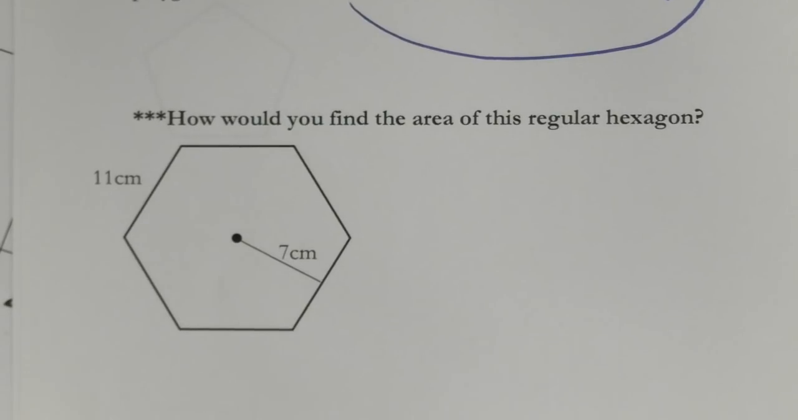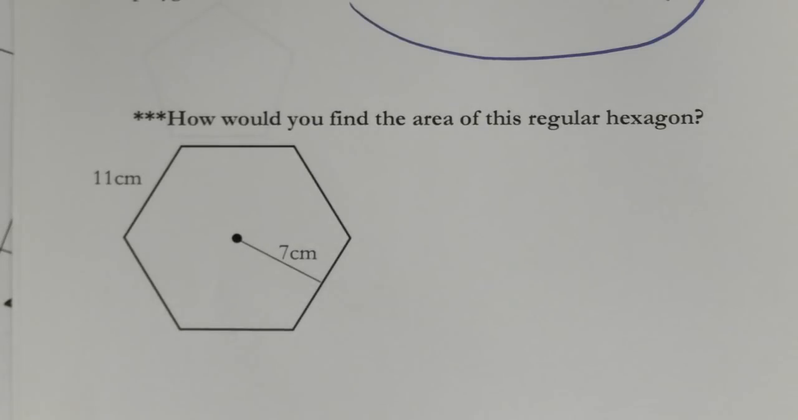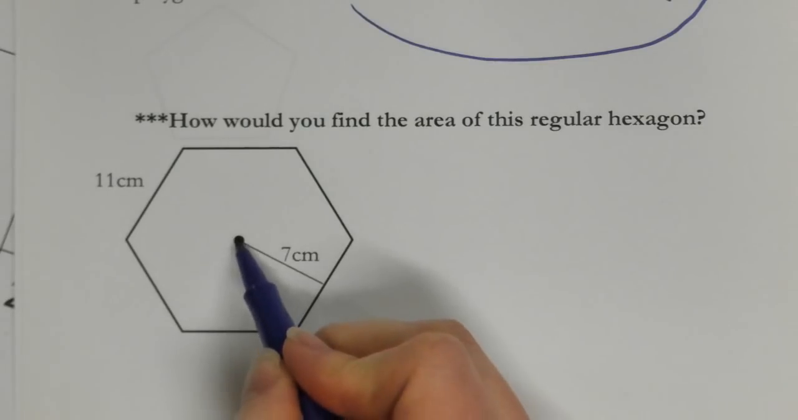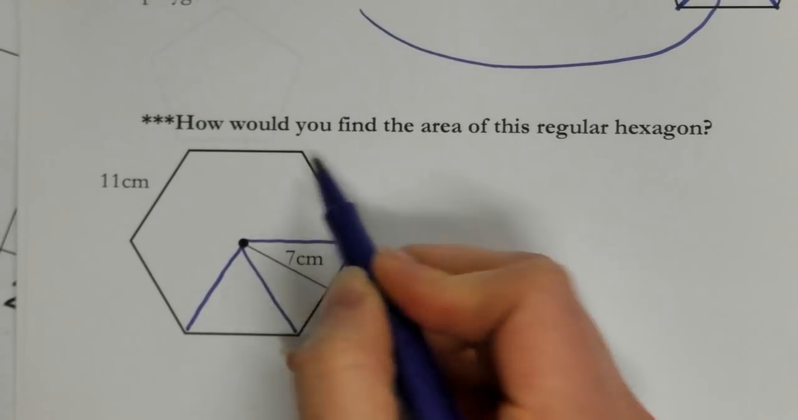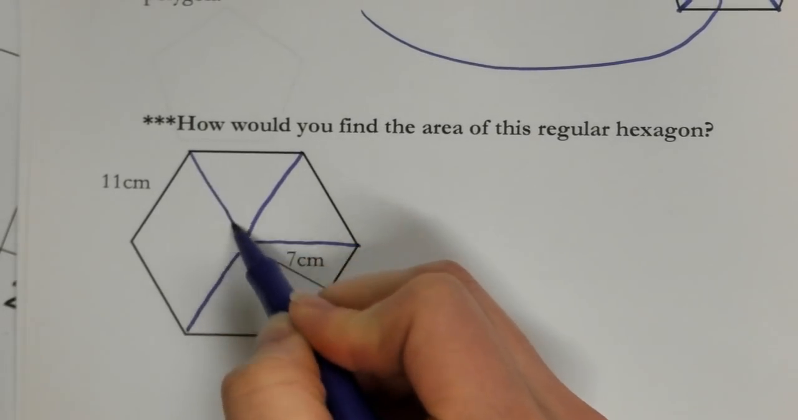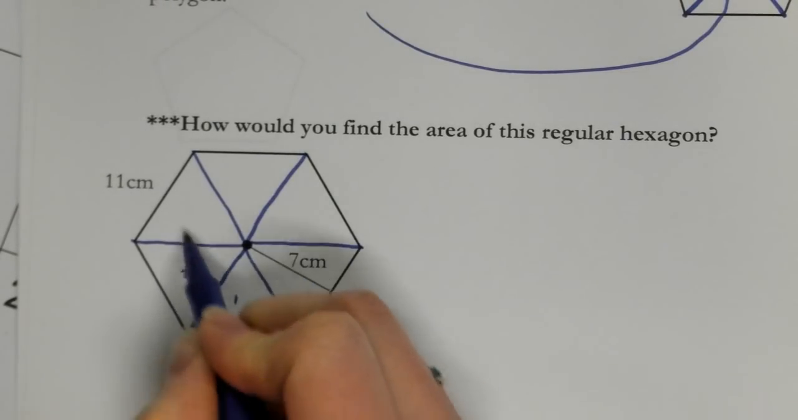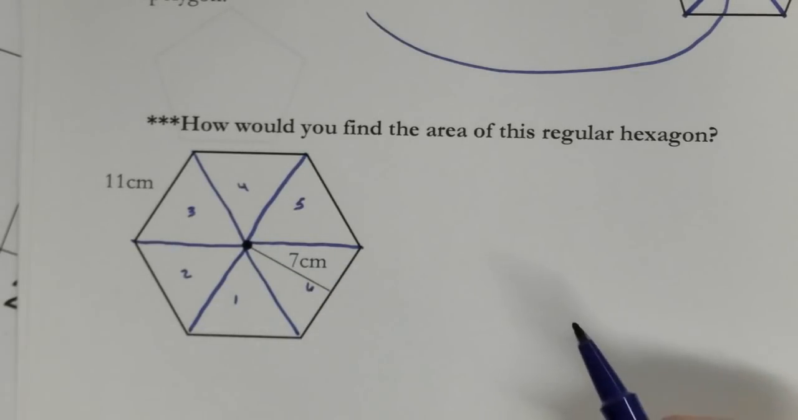So if we look at this regular hexagon, how do you find the area? Let's do something that we've done before. Is there any way we can split this hexagon up into a shape we've already done before? I'm assuming most of you will see that you have 6 triangles. 1, 2, 3, 4, 5, and 6.